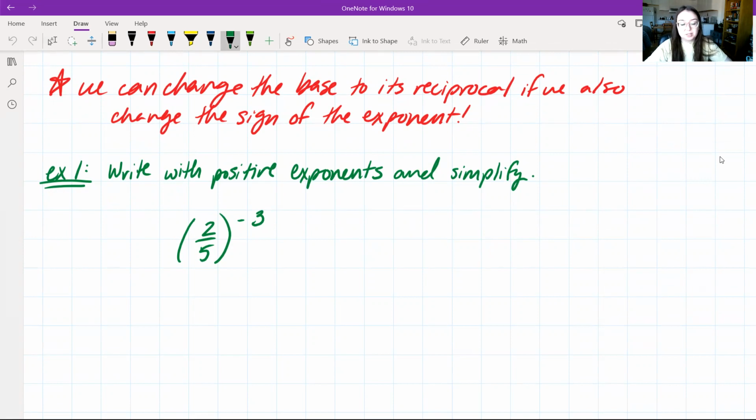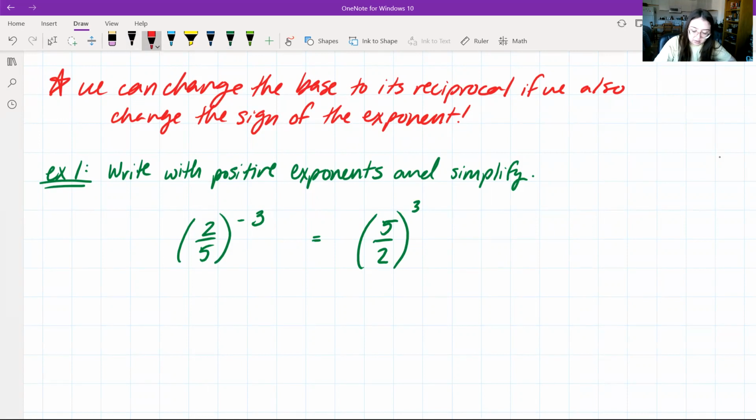Well, we can use the fact that we just learned that we can change the base to its reciprocal if we also change the sign. And we want to work with a positive sign, so we can use the reciprocal of our base. And the reciprocal of our base, remember, if we have a fraction, we're just going to switch the numerator and the denominator. So its reciprocal will be 5 halves. And since we changed our base to a reciprocal, we can change the sign of our exponent. So now we have 5 halves to the power of 3.